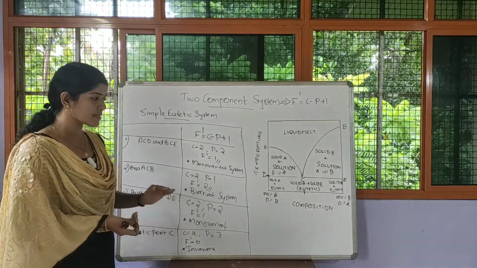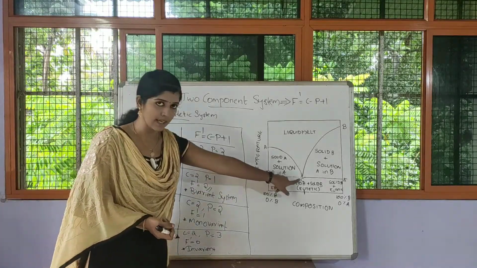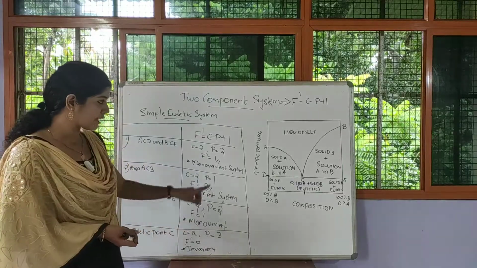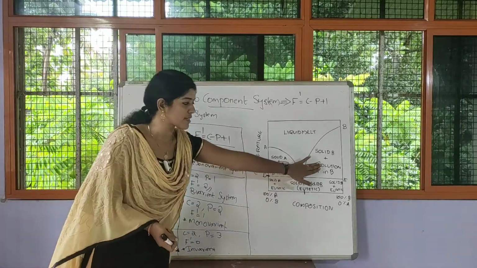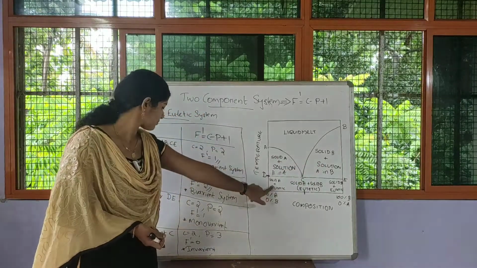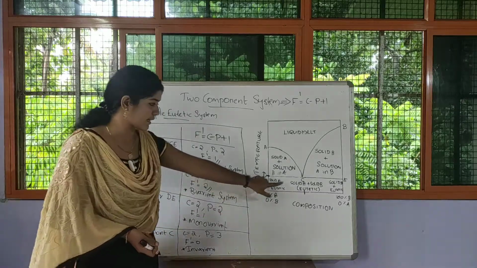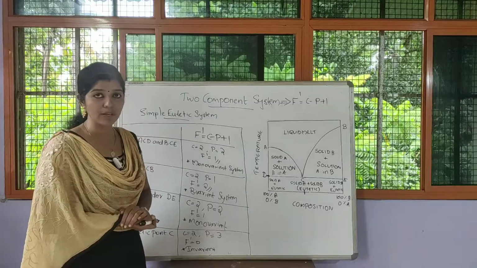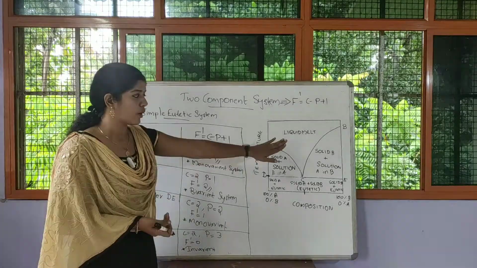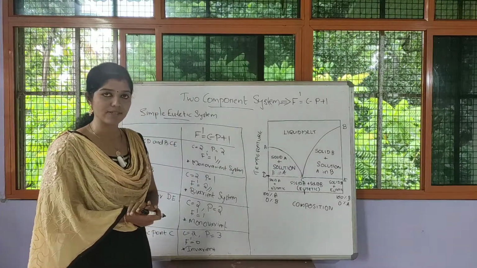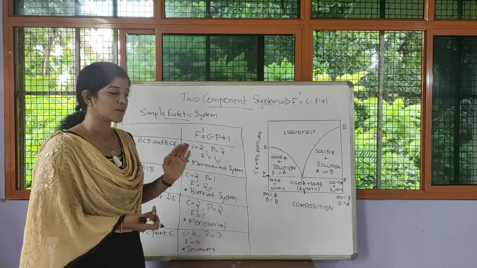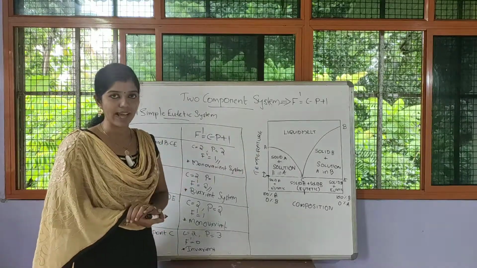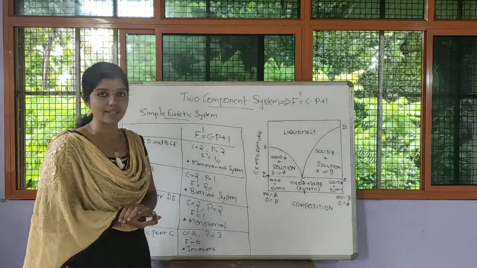Okay. So system is invariant at point C and the system is monovariant for this portion, this area and for our area under DE, this area. So for all these 3 areas, your system will be univariant or monovariant. Only for this liquid melt region, your system will be bivariant. So this is our phase rule diagram for 2 component system.